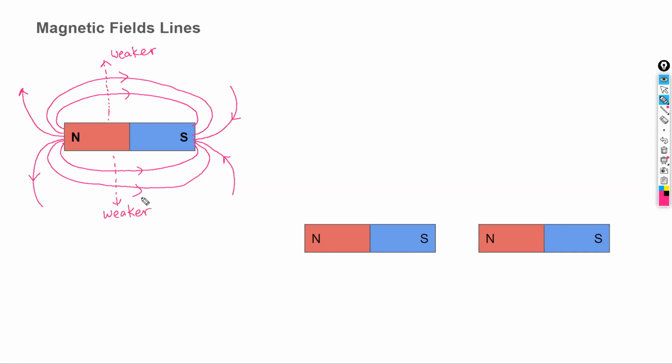Now, when they ask you to draw the diagram, you don't have to put in the weaker part. You just have to draw a few of the fields going from north to south. You're good to go after that. All right, so everyone take down the first diagram, please.